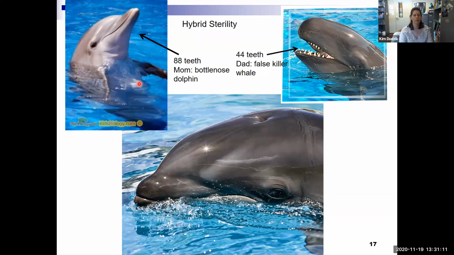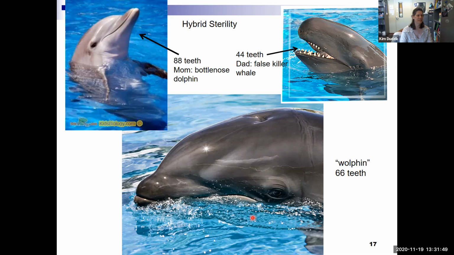And they were good buddies, but they became more than buddies because they mated with one another and they produced this offspring, right? And this offspring, they called it a wolfen. Okay, but so here's the thing. When you look at this wolfen, Mom, the bottlenose dolphin, has 88 teeth. Dad, the false killer whale, has 44 teeth. So the wolfen, if I can get it on here, there it is, has 66 teeth, right in the middle.